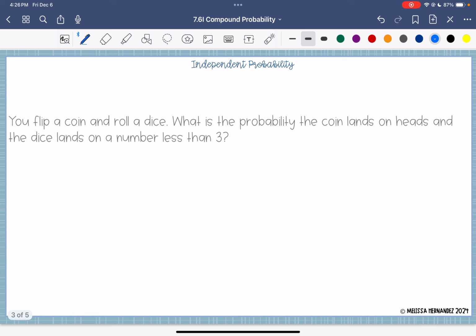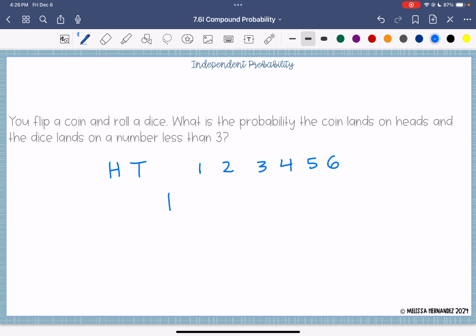You can flip a coin and roll a dice. What's the probability the coin lands on heads and the dice lands on a number less than 3? So when you flip a coin, that does not affect what happens to the dice, which makes it an independent probability event. So the coin is either heads or tails, and then the dice is going to have 1, 2, 3, 4, 5, 6. Because we're visual creatures, I like to just kind of write it out.